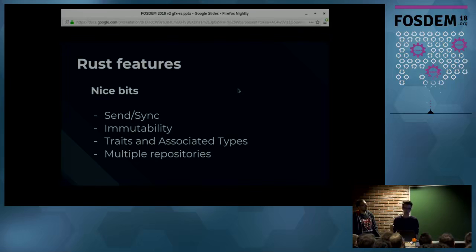So if you see mutable access, it usually indicates that you need to externally synchronize your object. Then traits and associated types, which we use quite heavily, which you will see later on. And we split all the things into multiple repositories. For example, one repository is the hardware abstraction layer, and then for each backend we have an additional repository.